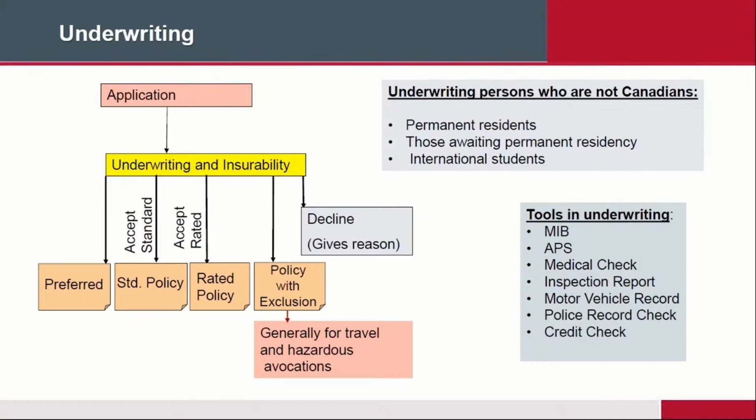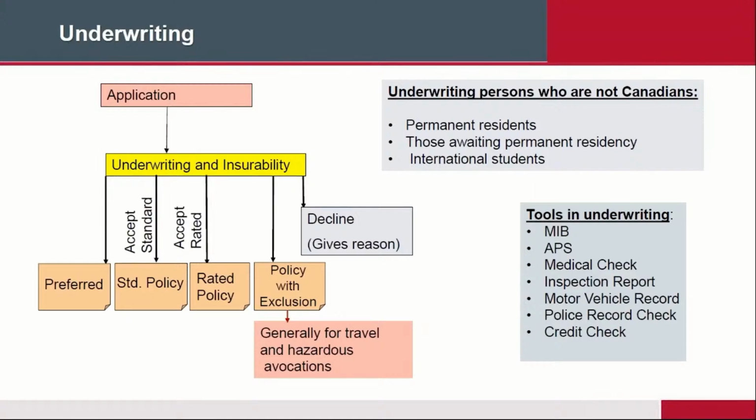We can also issue a policy with exclusions. In other words, we're not going to cover you while you're scuba diving, or we're not going to cover you while you're hang gliding or skydiving. In other words, what we call hazardous sports or occupations. We could still insure you, but as long as you are doing whatever the exclusion is, we will not cover you.